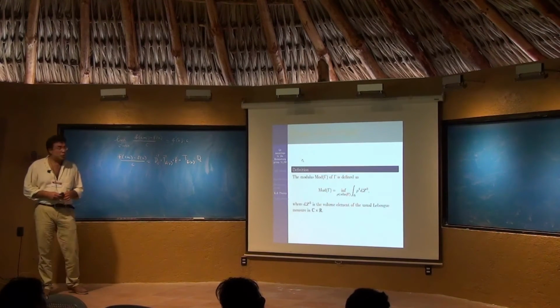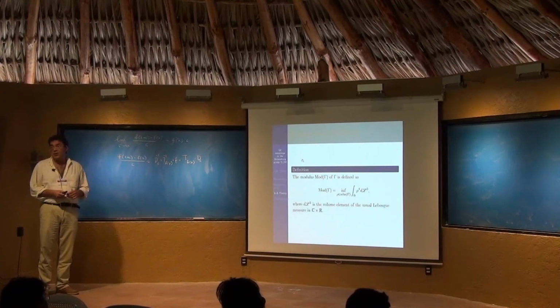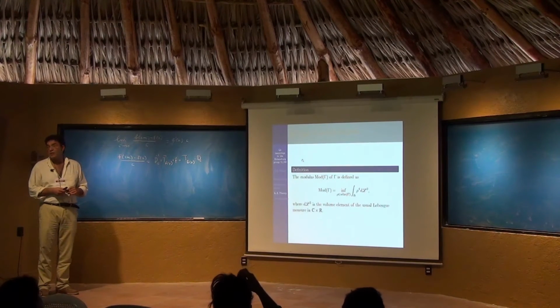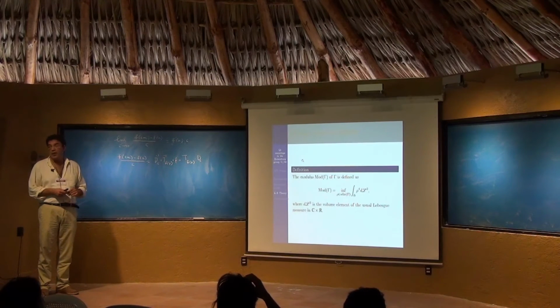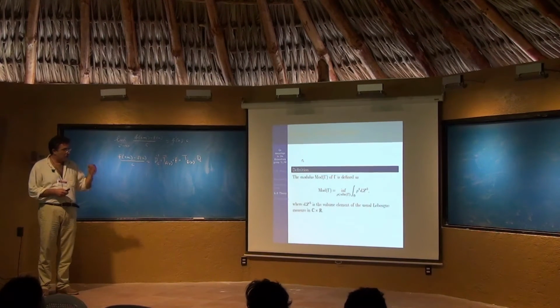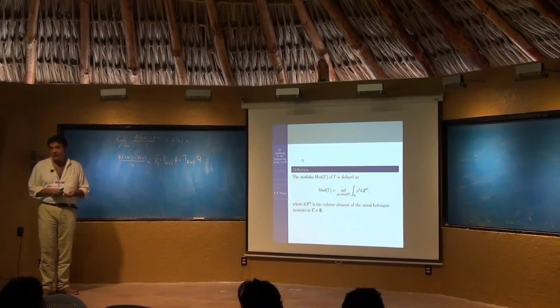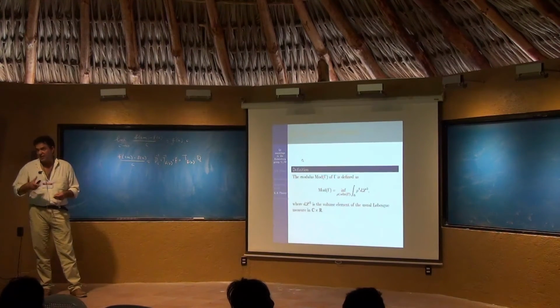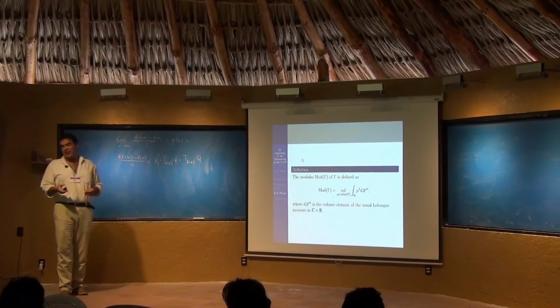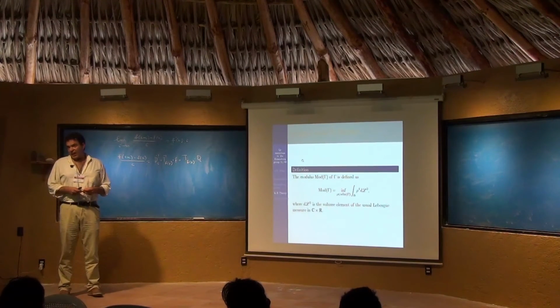So the modulus is defined as the infimum of this triple integral, rho to the 4th power with respect to the Lebesgue measure. Now, in the complex case, we don't have the 4th power, but rather we have the 2nd power. Another difference between what happens in the Euclidean case and what happens in the Heisenberg group case.